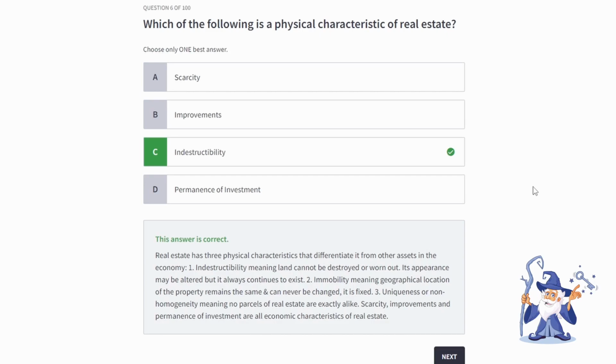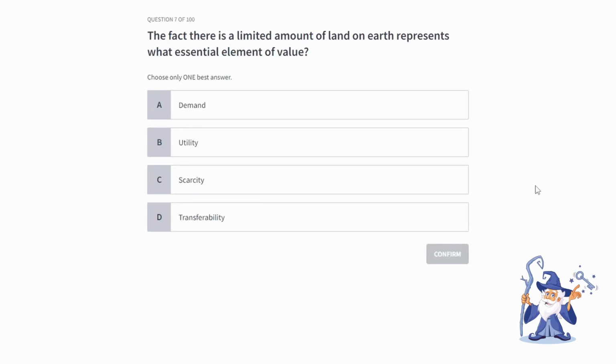And then obviously scarcity, improvements, and permanence of investment are all economic characteristics of real estate. So those aren't physical, they're economic. And again, you need to know the difference. All right, next one. Okay, question number 7. The fact there is a limited amount of land on Earth represents what essential element of value? And it gives us 4 answers. A, demand, B, utility, C, scarcity, or D, transferability. So go ahead and think that one over.